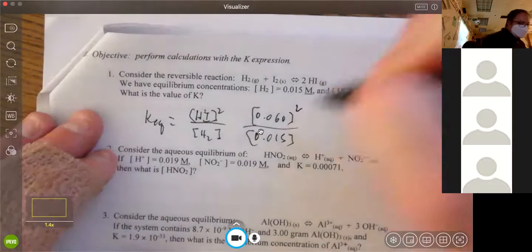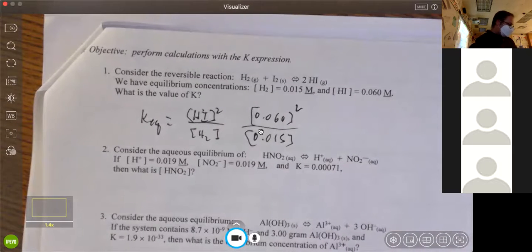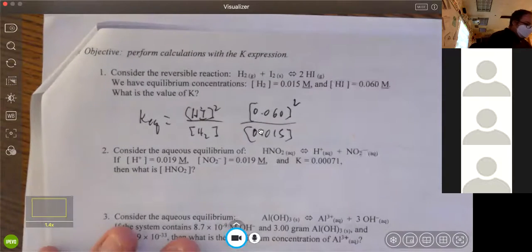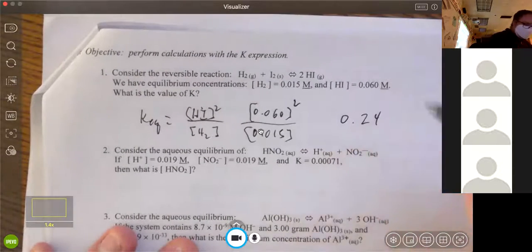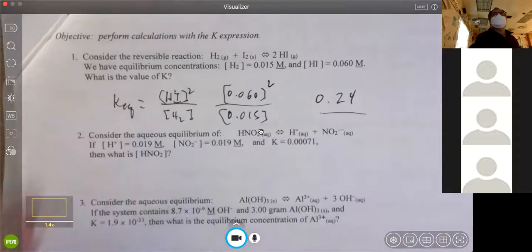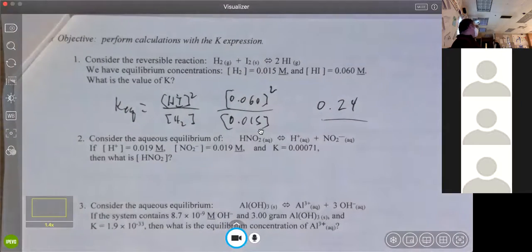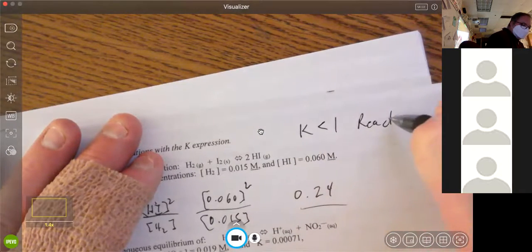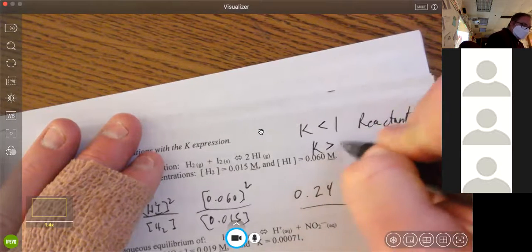If we take a look, 0.06 squared divided by 0.015 gets 0.24, and that is K. What's favored here, products or reactants? Reactants, right? K less than 1, reactants favored. K greater than 1, products favored.